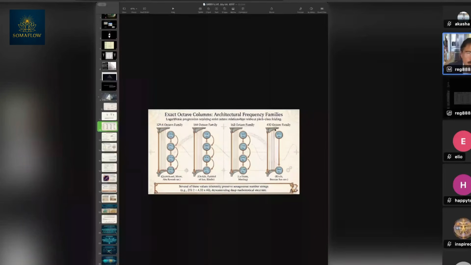So you've got the 432 octave family, as in Khufu and the Bosnian Sun pyramid. And then you've got the 162 octave family, which is the Chinese pyramids. Then you've got the 144 octave family with Cholula, the Sun pyramid. And then also Caffrey can fall into that too, depending on how you look at one of its ratios, but it's generally all just regionally based.